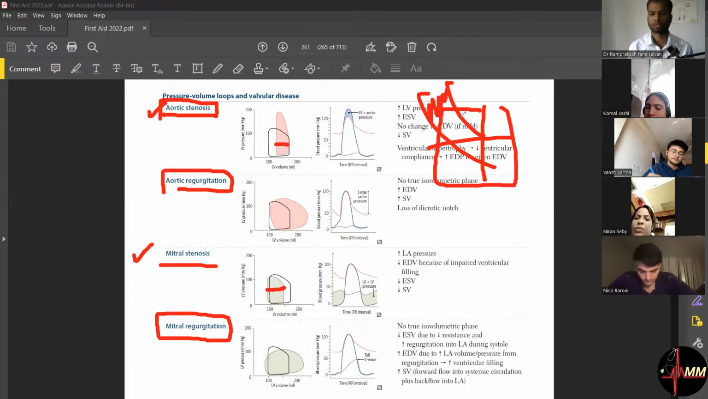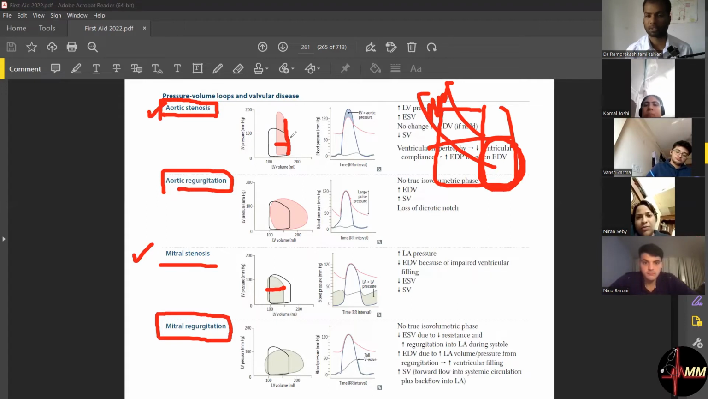In aortic stenosis, for example, here is the heart and here is the aorta. There is some stenosis here. Now the left ventricle has to create a greater pressure to push the blood into the aorta because of the stenosis. So the afterload is going to be very high. The left ventricle has to create a greater pressure to open up the aortic valve. This is the main differentiating point of aortic stenosis.